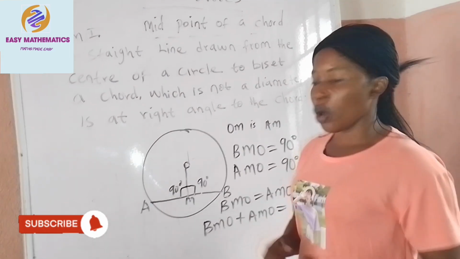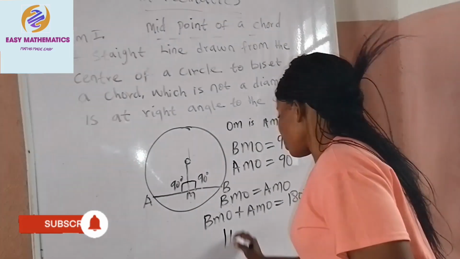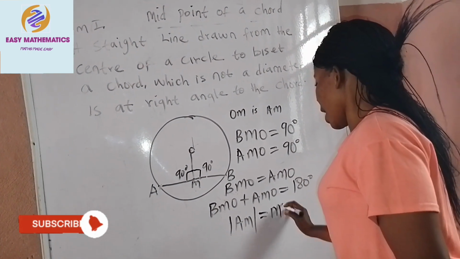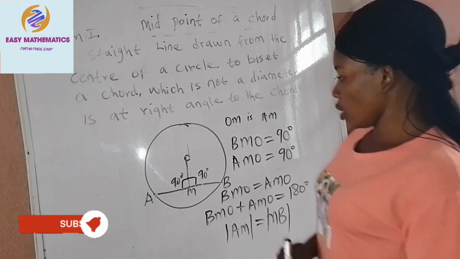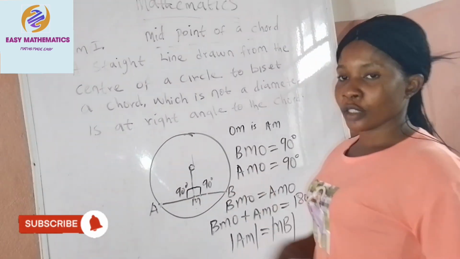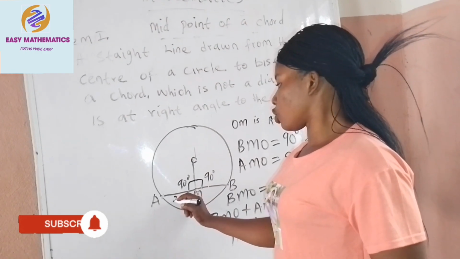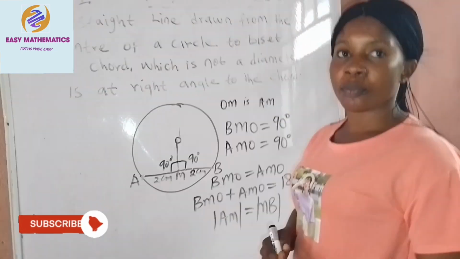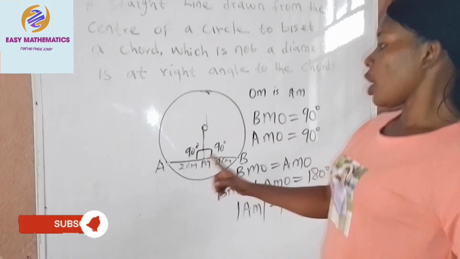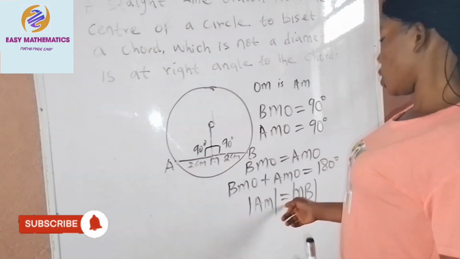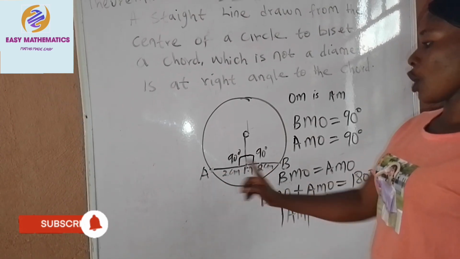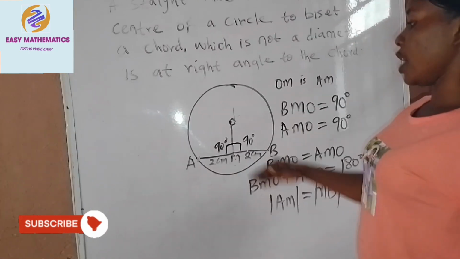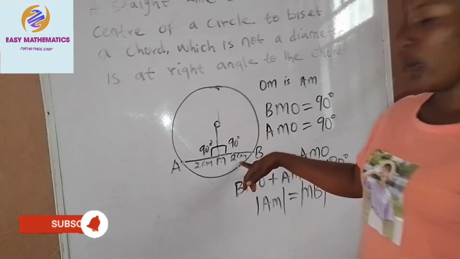Now, we should also take note that line AM, which is from this point to this point, is equal to line MB, which is from this line to this line. That is to say, if line AM is 2 cm, therefore line BM will also be 2 cm. So line AM and line MB are equal, which means they are equal lines. Whatever cm you have here will still give you the same cm here.